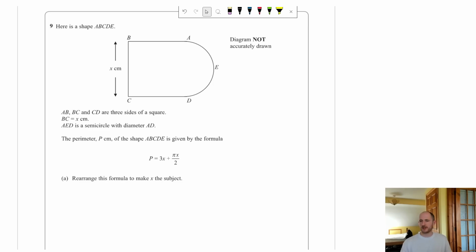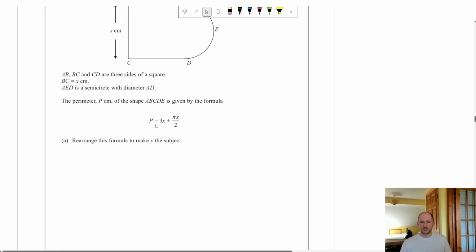Oh look, more geometry. How original, right? But it's a bit nicer because it's not actually a geometry question in this first part, because it gives us the equation for the perimeter and it just says rearrange to make x the subject, which is not the easiest thing to do in the world, to be honest. It's not great.